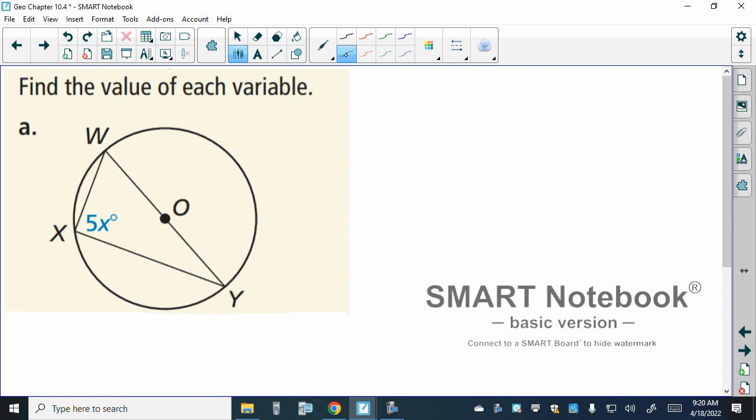What do we need to do for this one here to find the value of x? Right, because WY is the diameter, which means this has to be a right angle. So 5x is equal to 90, and then we would divide both sides by 5.